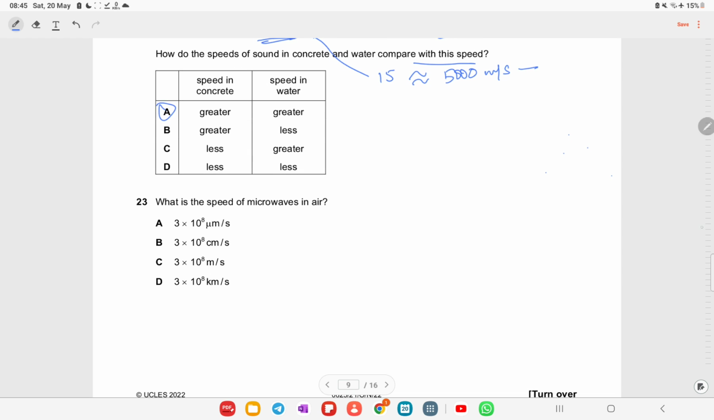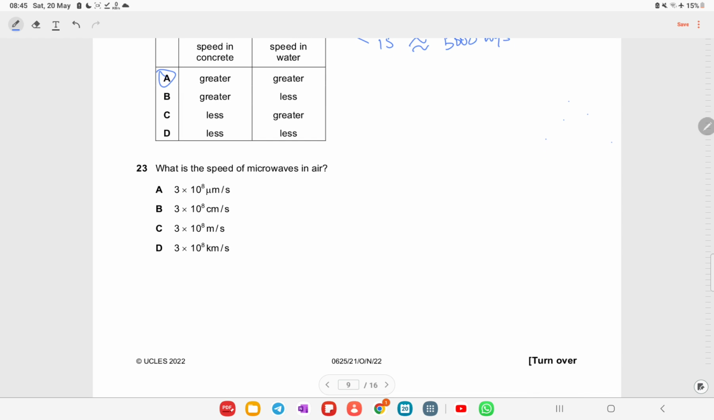Okay, let's move to the next question. What is the speed of microwaves in air? That is equivalent to the speed of light, which is 3 times 10 to the 8 meters per second.